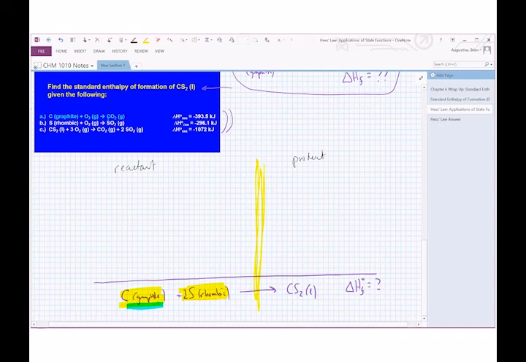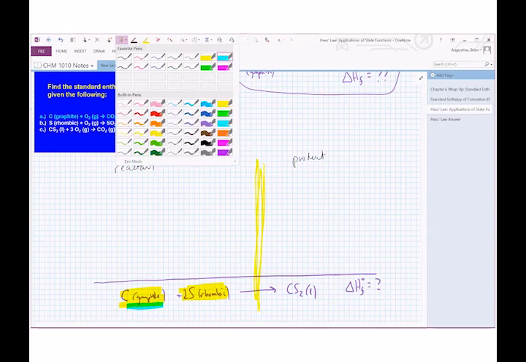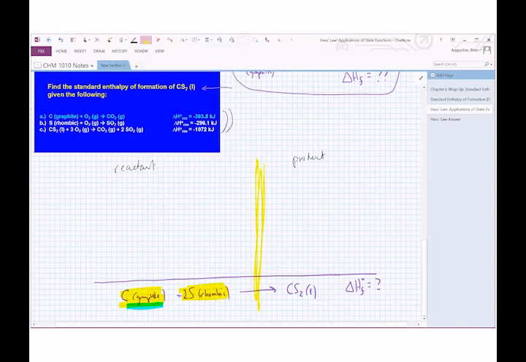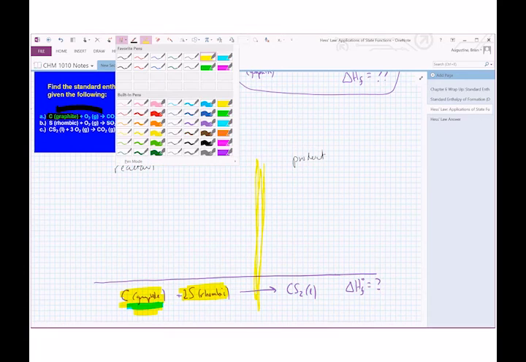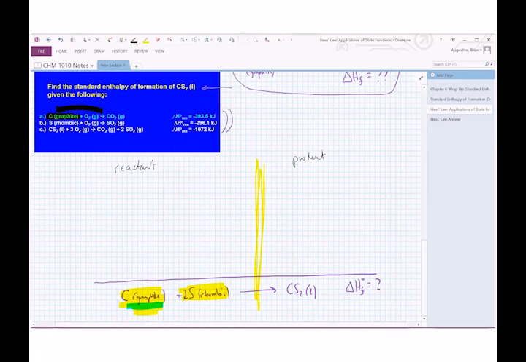So the first thing I do is I say, which of these equations has graphite in it? The second thing I say is, which side of the equation is it on? Well, this one is on the reactant side. Great, that's what I want. I want it on the reactant side. So I'm going to rewrite this equation. I'm going to take this equation and bring it down here.